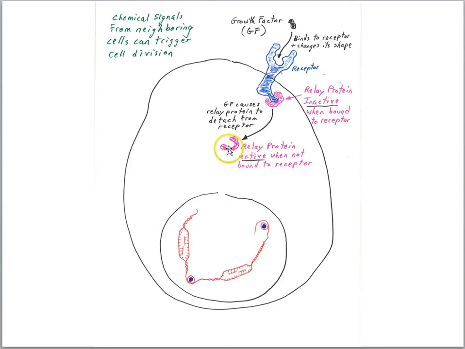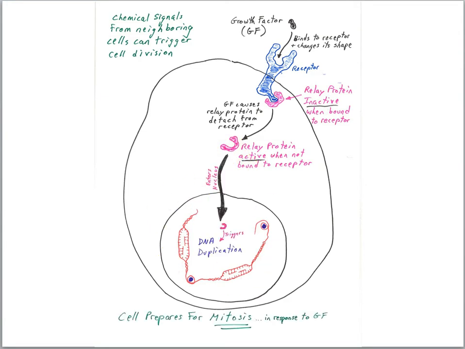Now, what is this relay protein going to do? Well, we're going to show that it's going to influence events in the nucleus. What it's going to do is trigger DNA duplication. Now, this is a complicated process, and we're leaving out a lot of details. But the basic idea is that this relay protein is, in a sense, signaling the nucleus that it's time to divide. The detection of the growth factor from neighboring cells is now a message being sent to the nucleus. The nucleus now will prepare for cell division.